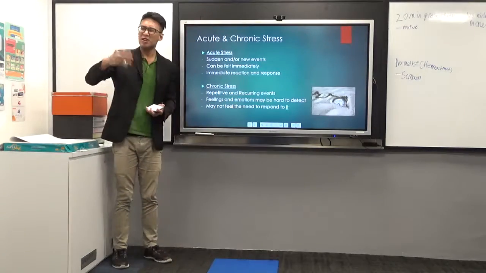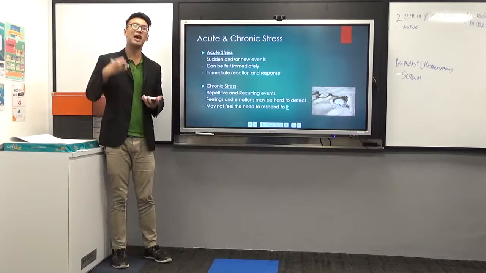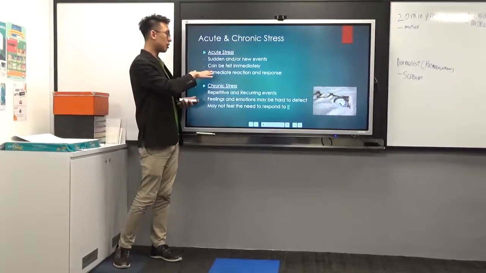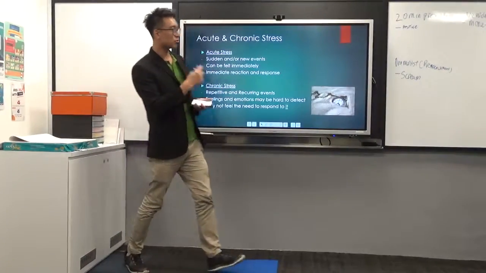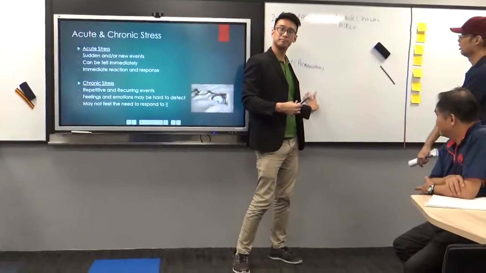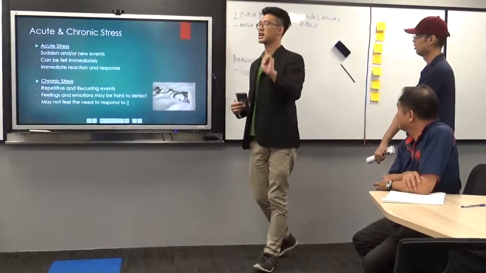It's because this is happening repeatedly, and it's very hard to detect this response and act on it. Okay? So now we learn a little bit more about acute and chronic stress. Do you think that we can actually put them under these three categories? Yes. Okay? So with that, we're going to move on to the next activity.